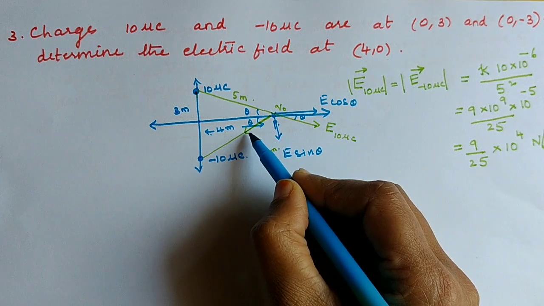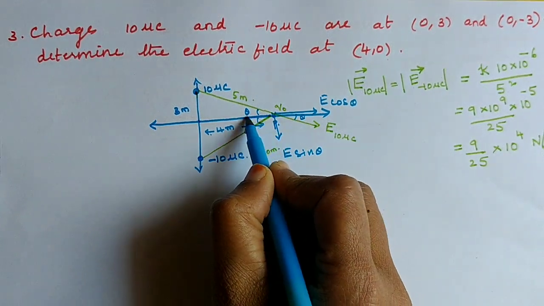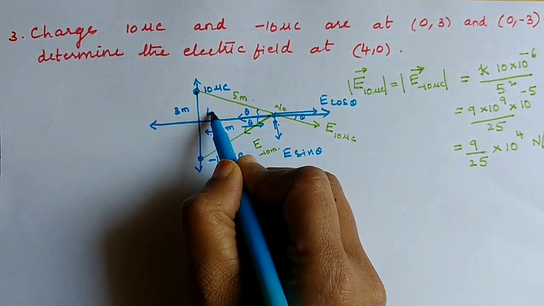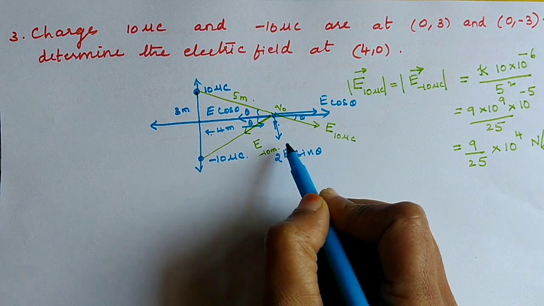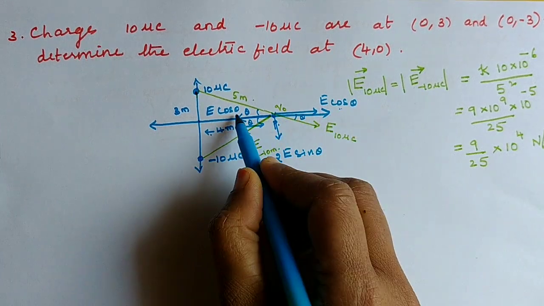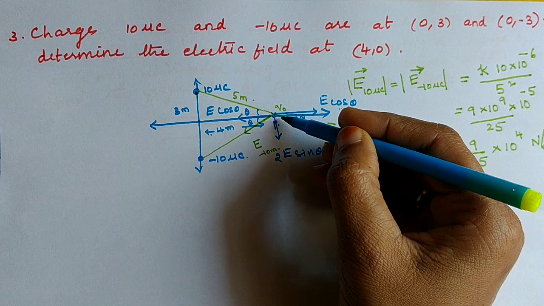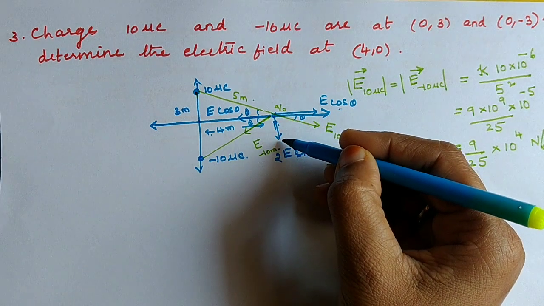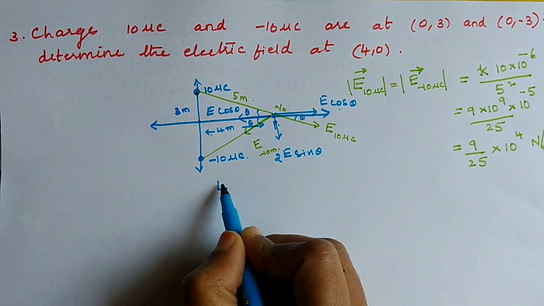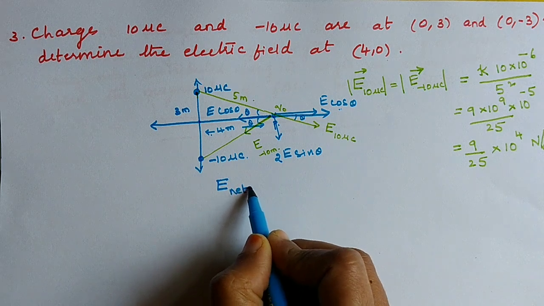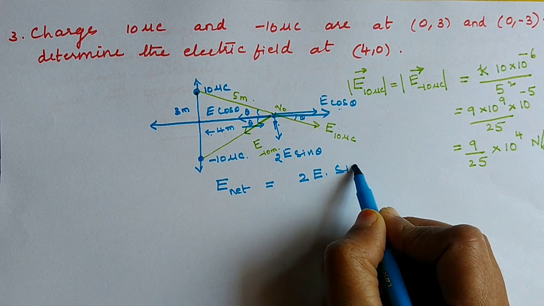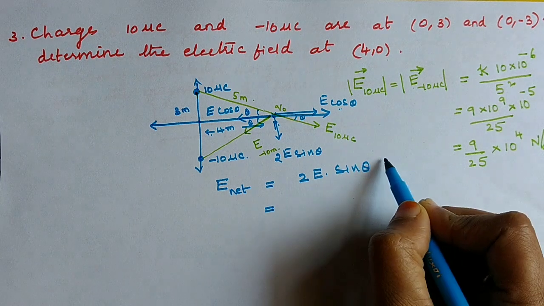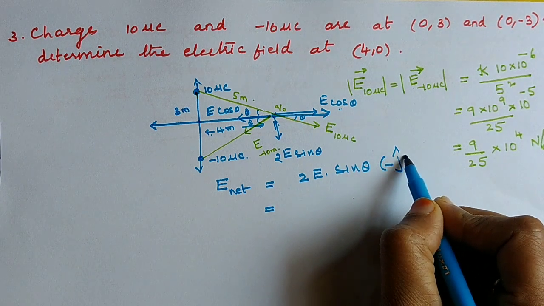Similarly, even due to minus 10 microcoulomb, if you divide them into components, cos theta would be this side and sin theta component will act down. The two cosine components are getting cancelled. So the net field is only due to sine components acting downward. So the total field acting at the point P would be 2 into E into sin theta. And direction is downward, so I will give minus j cap.